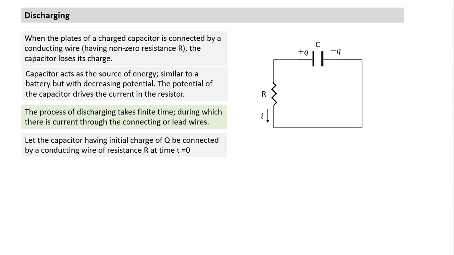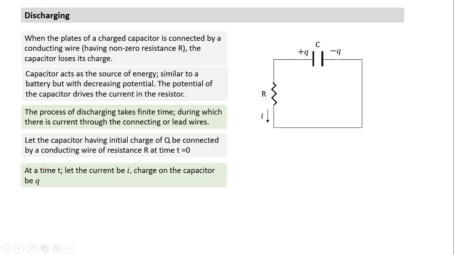The resistance R may also include an external resistance. It could be the resistance of the lead wire plus any resistor. If an external resistor is connected and the lead wire resistance is negligible compared to it, we take only the external resistance. Otherwise we need to include the resistance of the lead wire. It cannot be zero, but it could be small. So let's take a random time t. The current is I and the charge on the capacitor is q. The initial charge was Q, and of course this small q has to be less than capital Q.